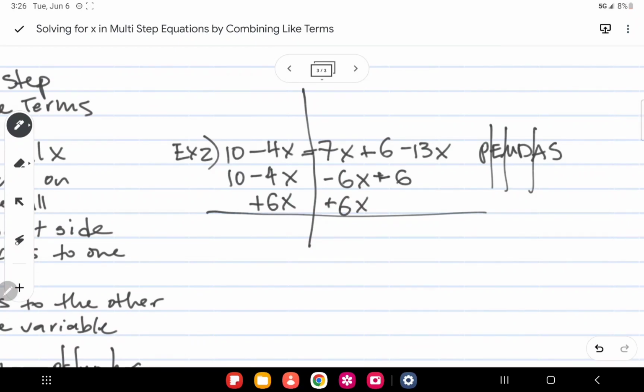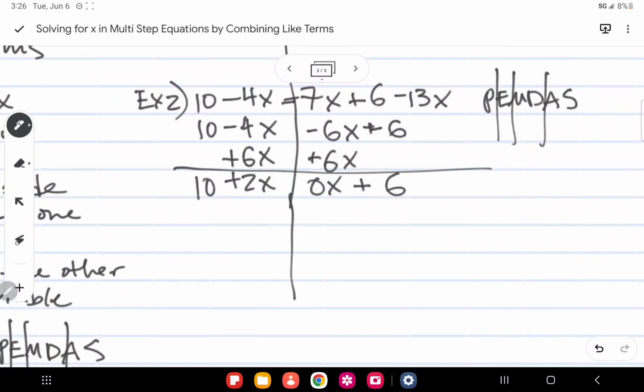Now negative 6x plus 6x, that's just 0x. Negative 4x plus 6x, that is 2x. And we will just carry down whatever number or variable we did not use. So the 10 and the plus 6. Okay? As you may well know, 0x disappears, so we're just left with 6 on the right side, and we just carry down the 10 plus 2x on the left side. Okay?